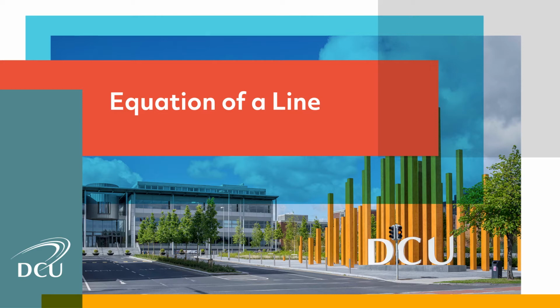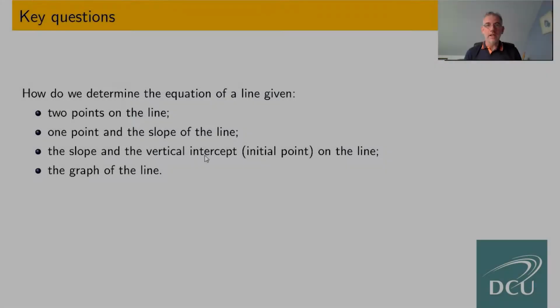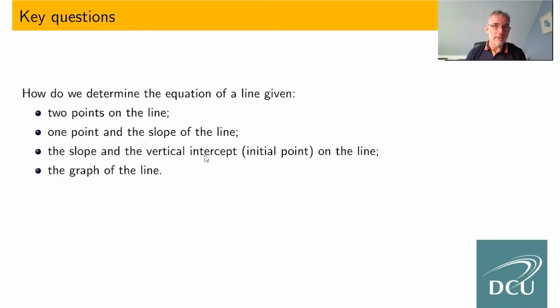What we want to be able to do is to determine the equation of a line given enough information. And this information can come in various different ways. The ones that we look at are two points on the line, we can get from there to the equation of a line; a point on the line and the slope of the line, we can get from there to the equation.